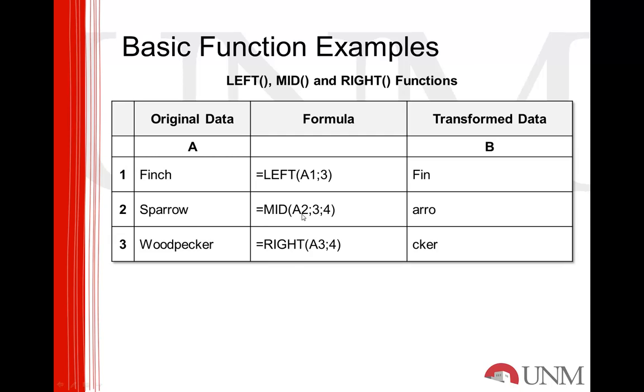Mid here is telling us that we need to look in cell A2. We want to count 3 characters from the left and then get the next 4 characters only out of that string. So in this case, 1, 2, 3 is the A. The next 4 characters are A, R, R, O, which gives us the result A, R, R, O as our answer to the function example.